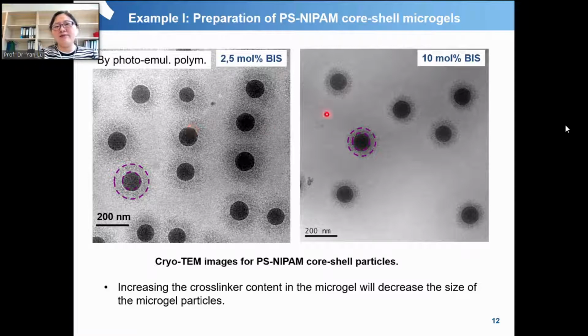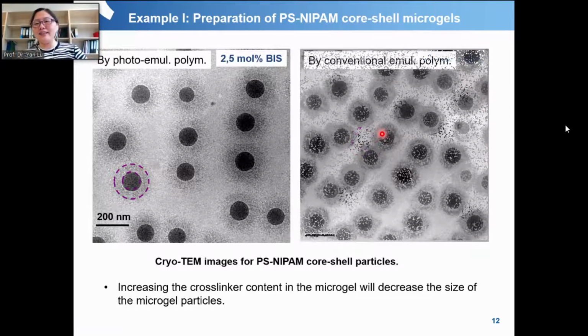And you can even do the photoemulsion polymerization with different amounts of cross-linker for polyNIPAM. And in this case, when you increase the amount of polyNIPAM cross-linker, you can also decrease the size of your microgel. So you see the decrease of the thickness of the polyNIPAM shell. So this is also a very well controlled method to prepare such kind of microgel system.